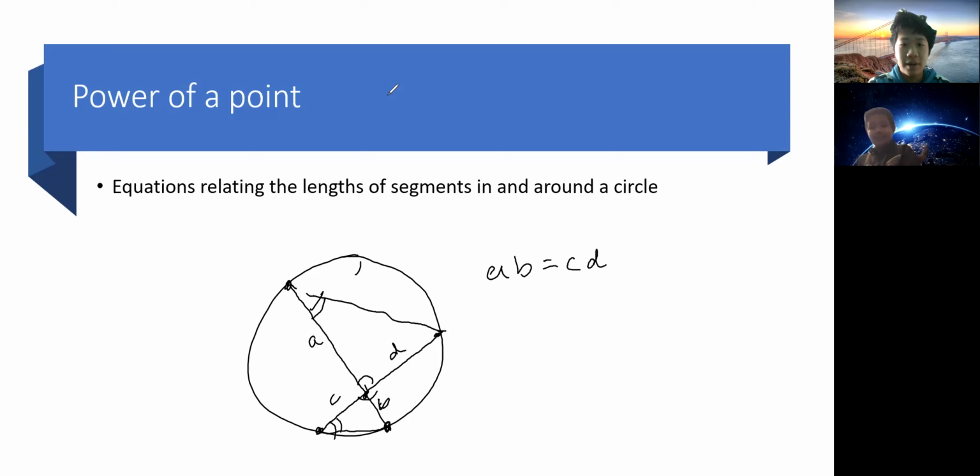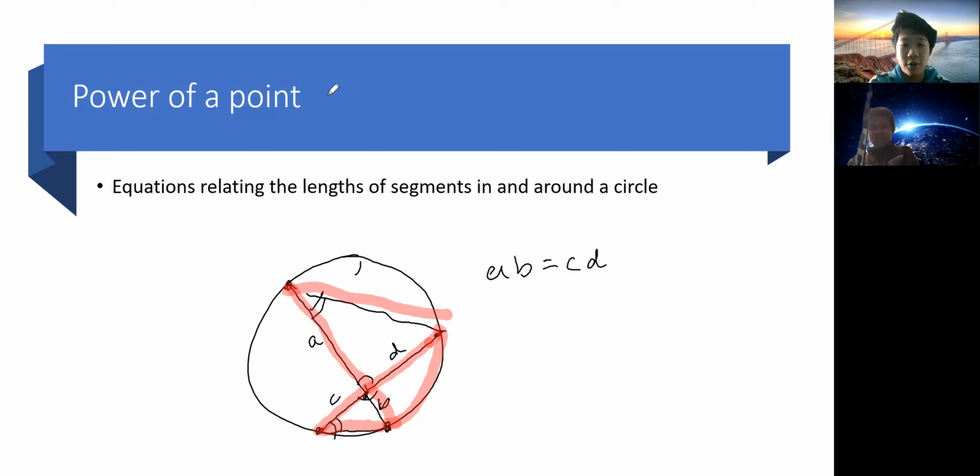Well, you think about it. Let me use a different color here, red. This arc length. This angle cuts out that arc length on the circle, right? This angle also cuts out the same arc length, right?